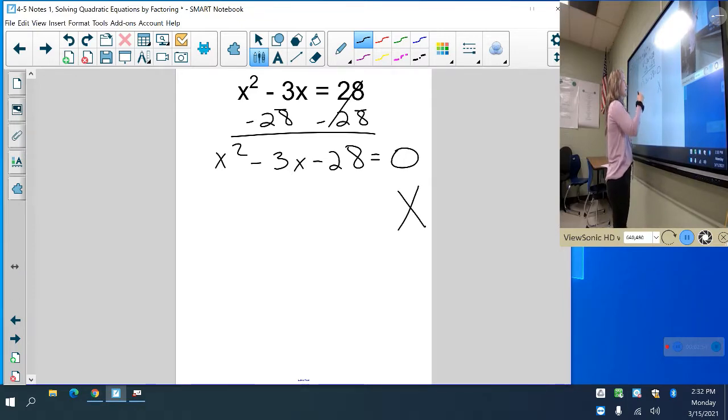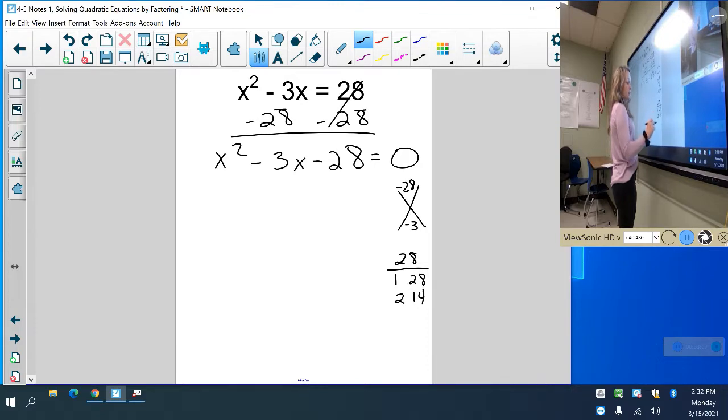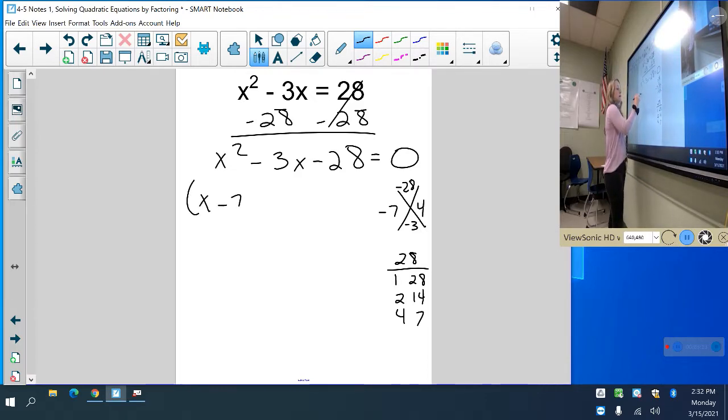I'm going to make my X. A times c is negative 28. Middle term is negative 3. I need factors of 28 that add up to negative 3. So 1 and 28, 2 and 14, 4 and 7, and there they are, negative 7 and positive 4. So (x minus 7)(x plus 4).